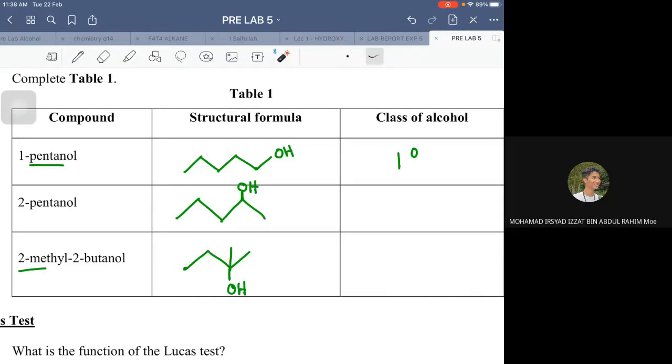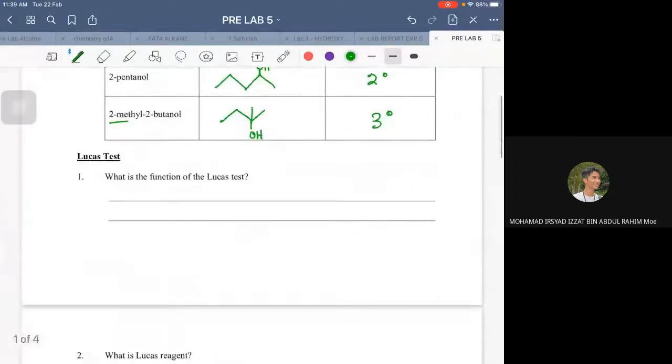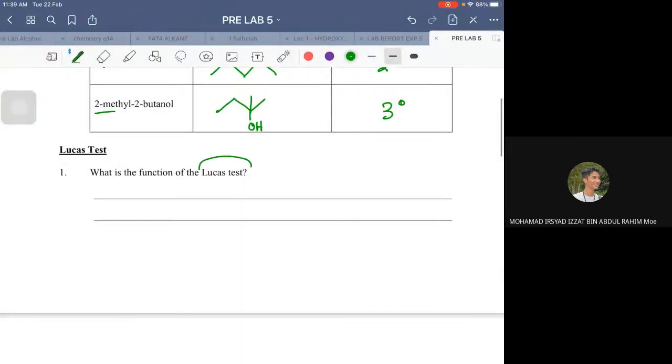Okay. So since this OH bonded to this carbon, this carbon is bonded to 1, 2, 3 carbon. Bonded to another 3 carbon. So it will be tertiary carbon. This one will be secondary carbon. What is the function of Lucas test? Apa function Lucas test? Lucas test tu? To distinguish classes of alcohol.